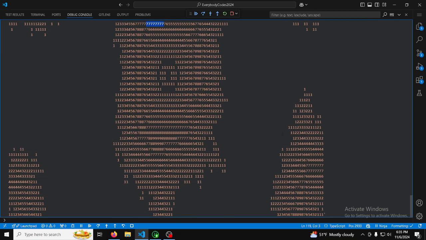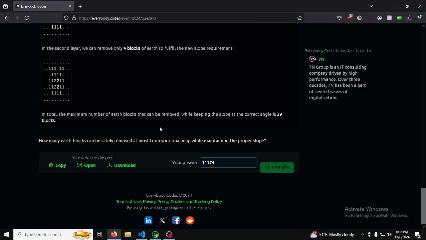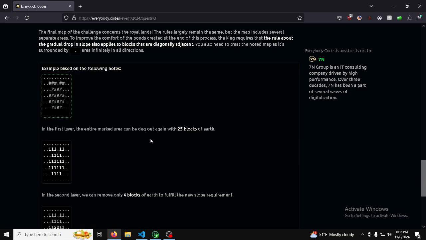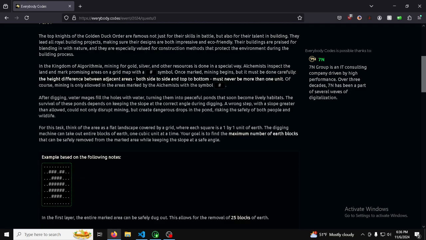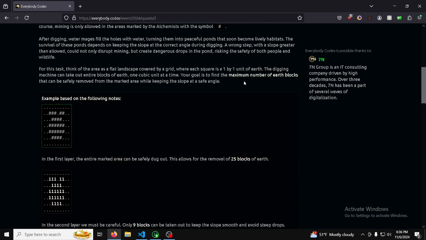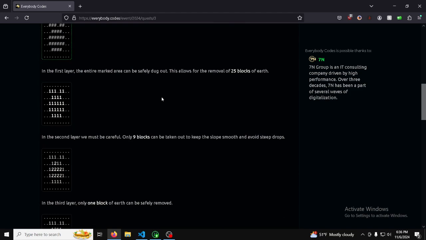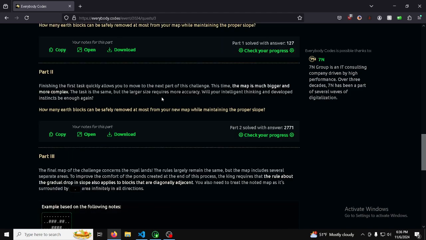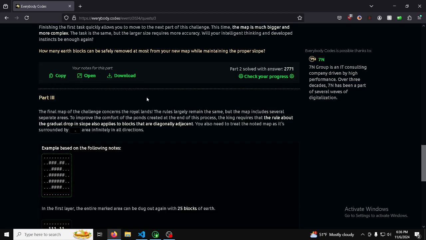Do we not consider the walls? If I drop the walls or I treat them differently. To reread the prompt. I'm reading. Larger size requires more accuracy. I didn't mean to be more accurate.